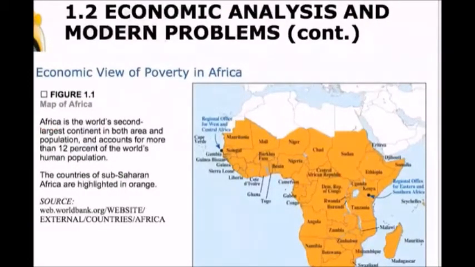But Africa is the second largest continent, both in area and in population, and accounts for 12% of the world's human population. So if we can attack poverty and try to figure out how to reduce poverty around the world, it's going to have a huge impact on a very large portion of the human population.